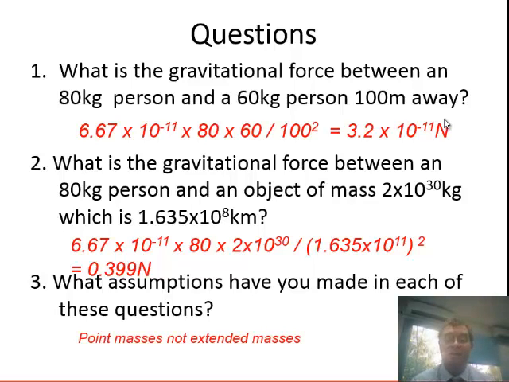Now, the assumption we've made in each of these questions is that these are point masses and not extended masses. So we're assuming that the distance is between the point masses and not from perhaps the surface of a planet. It is actually to the center of the mass of a planet.